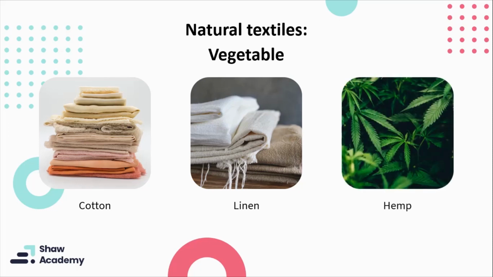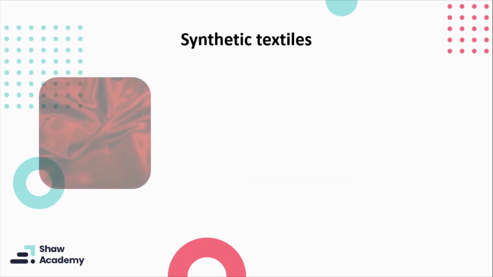Hemp is becoming more popular again. It is one of the strongest and most durable natural textiles and is also one of the most environmentally friendly because it produces more fiber than cotton or linen in a smaller space and needs very little water to grow. It is also naturally pest resistant, so no need for harmful pesticides.